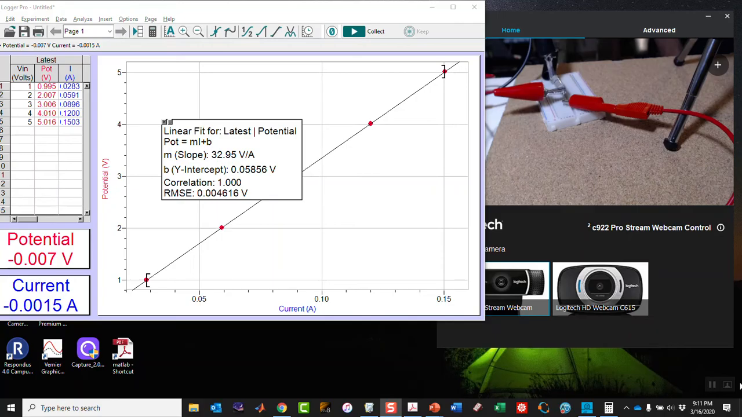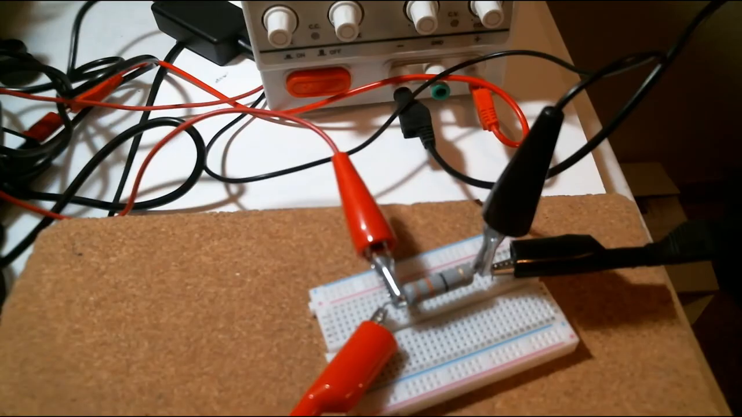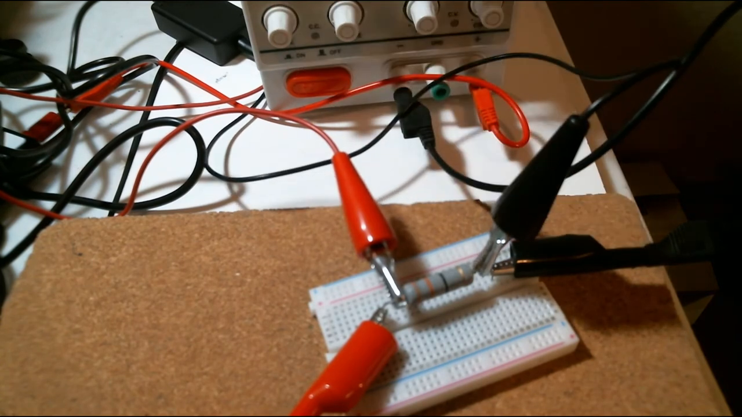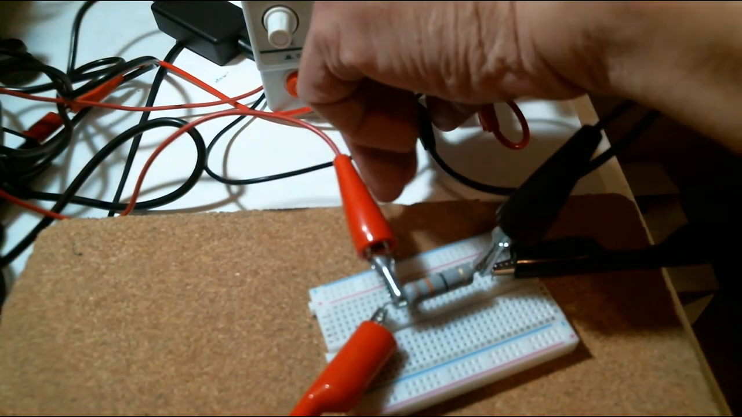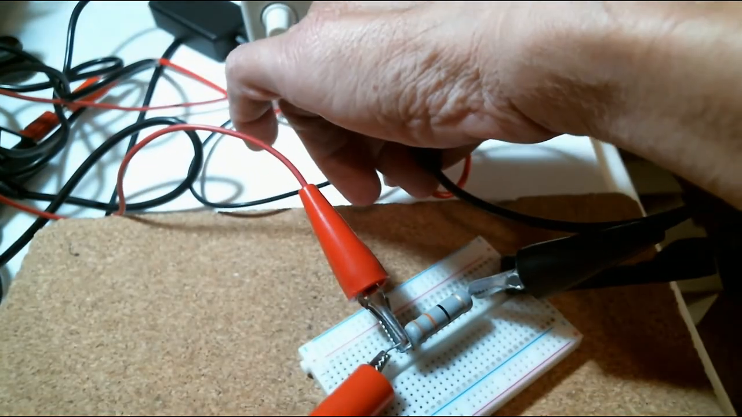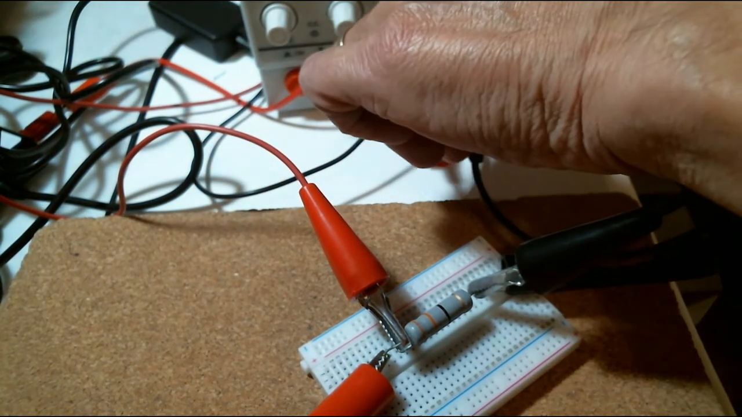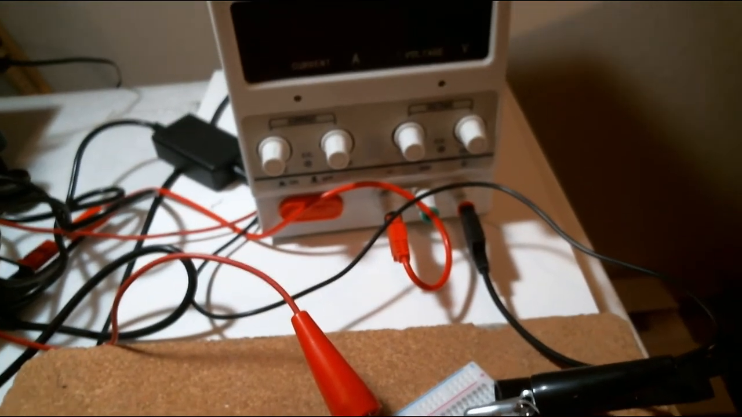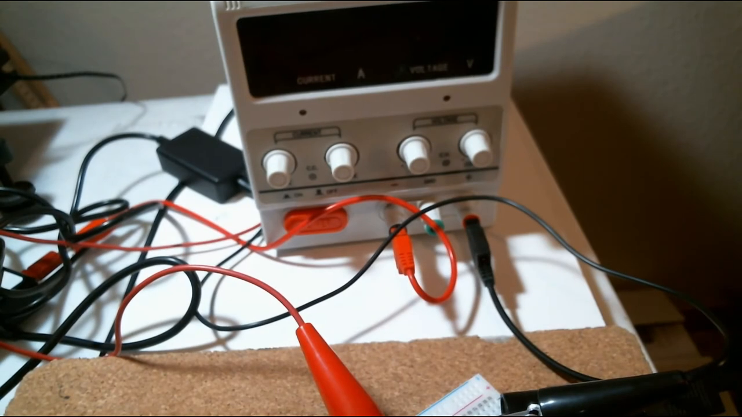Let me switch over to my regular camera. Here you can see the power supply, and what I'm going to do is reverse the red and the black. So the black is going to go here where the red is, and the red is going to go to the black where the black is. So notice that the power supply is marked with a plus and a minus here, as you can see. So what I've done is I've reversed the polarity of the resistor and the current sensor and everything like that.